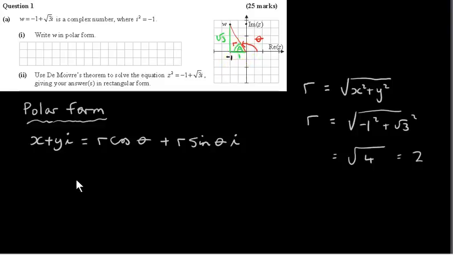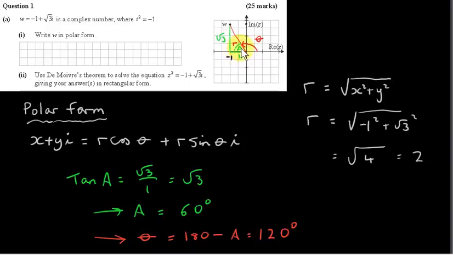So we see that the tan of A is opposite over adjacent, root 3 over 1, which is root 3. And we can find A. We get A equals 60 degrees. So knowing that A is 60 degrees, we work out 180 minus 60 to find theta. So the obtuse angle theta is 120 degrees.